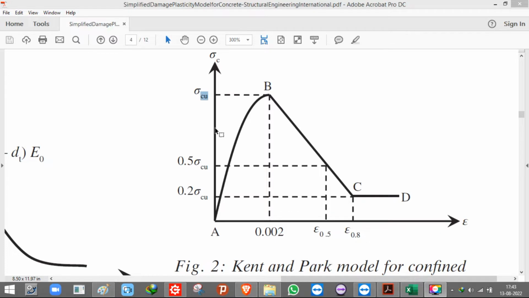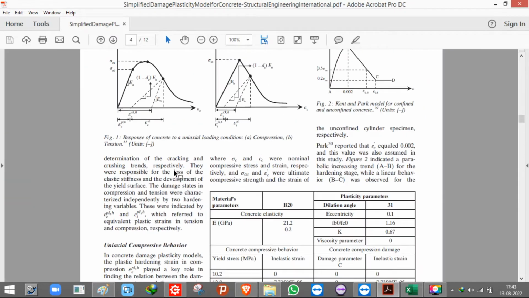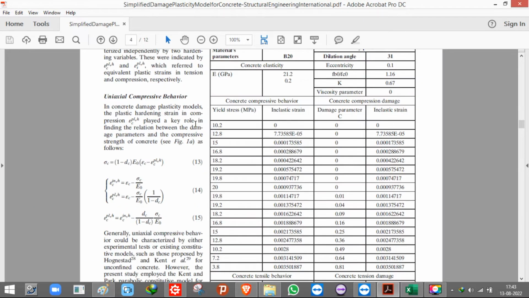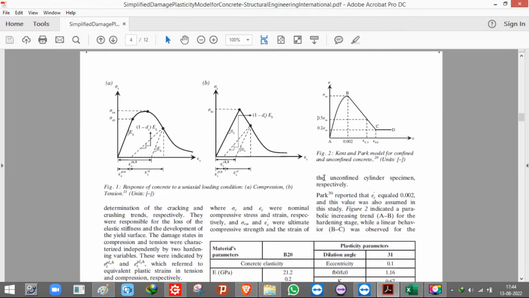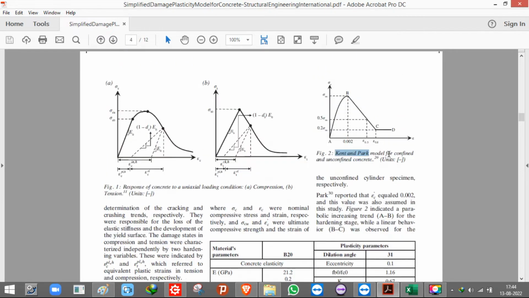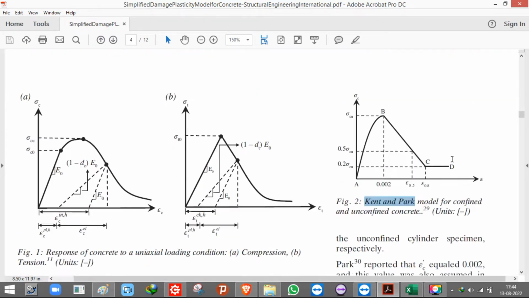So today I'll show you how to draw the stress strain curve, basically how to get the concrete damage plasticity data for any grade of concrete that you are using. So we'll be using this paper here. If you have the experimental stress strain data, then you can use it directly, but if you don't have it, then we need to use some model. Here we'll be using the Kent-Park model to obtain the compressive as well as tensile behavior. So let's go through it.